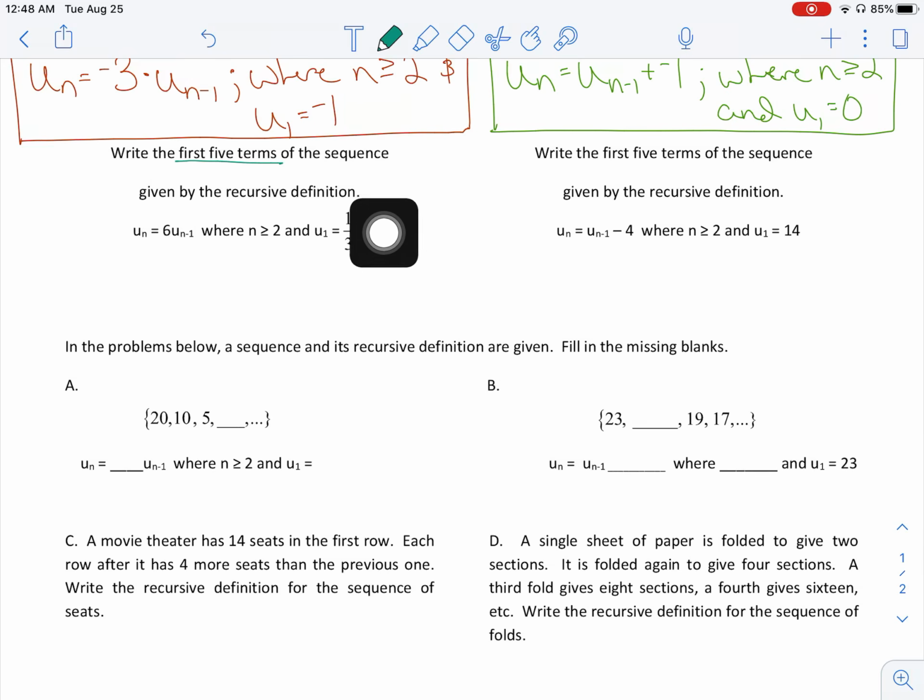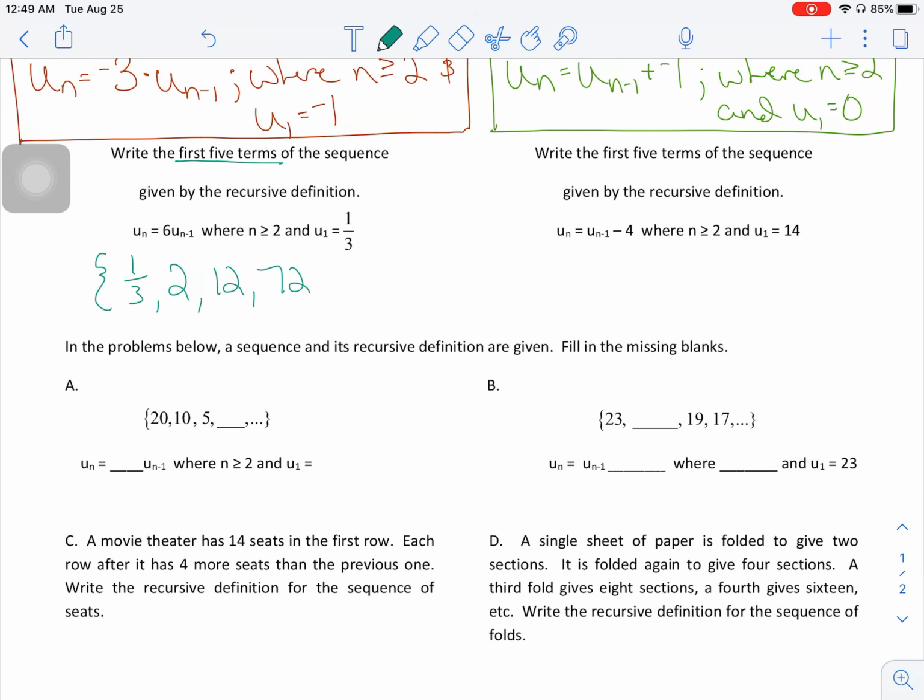So I already know the first term. It's right here. It's 1/3. So let's use set builder notation here, 1/3. And this definition is telling me that I need to take my previous term and multiply it times 6. So if I take 1/3 and multiply times 6, I'm going to get 2. If I multiply times 6 again, I'm going to get 12. Multiply times 6 again is 72.